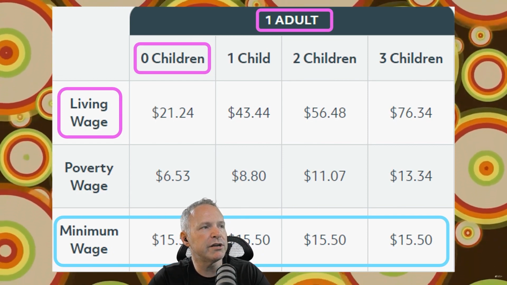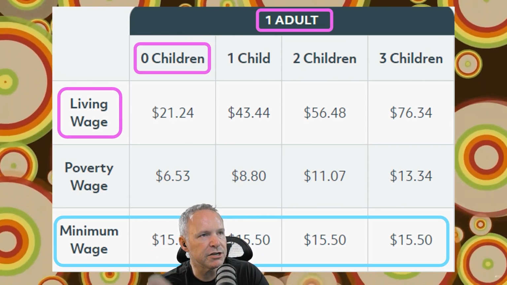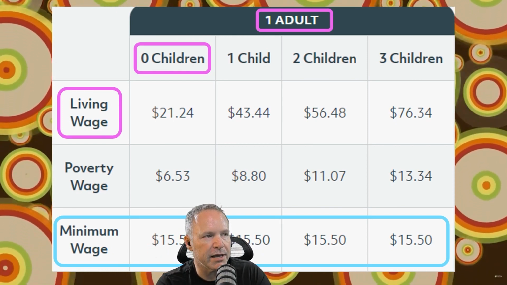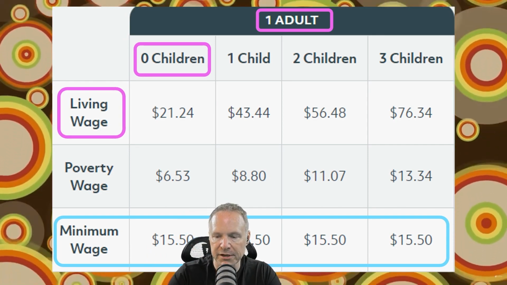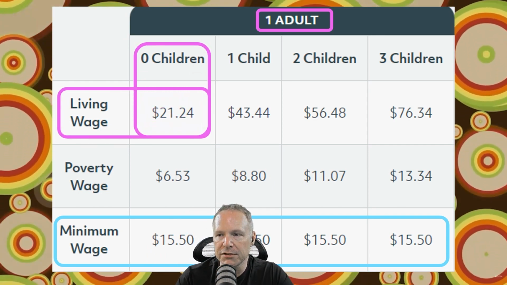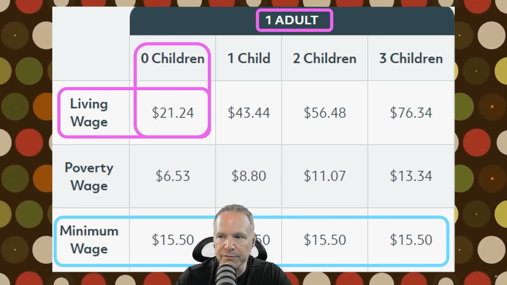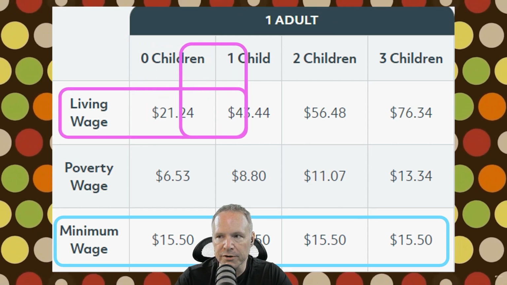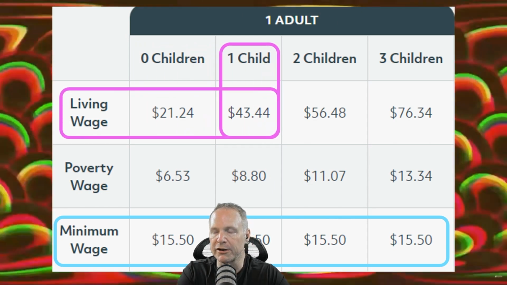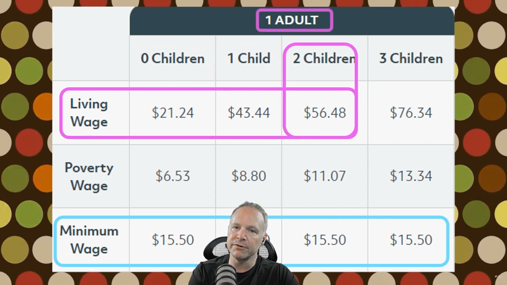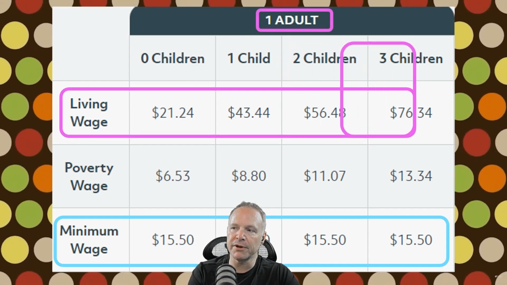So what would an adult with no kids have to make? They'd have to make $21.24 an hour. So already you can see that one adult is $6.24 short. And of course it only gets worse if you start bringing kids into the mix. So one adult with one kid, one adult with two kids, one adult with three kids.